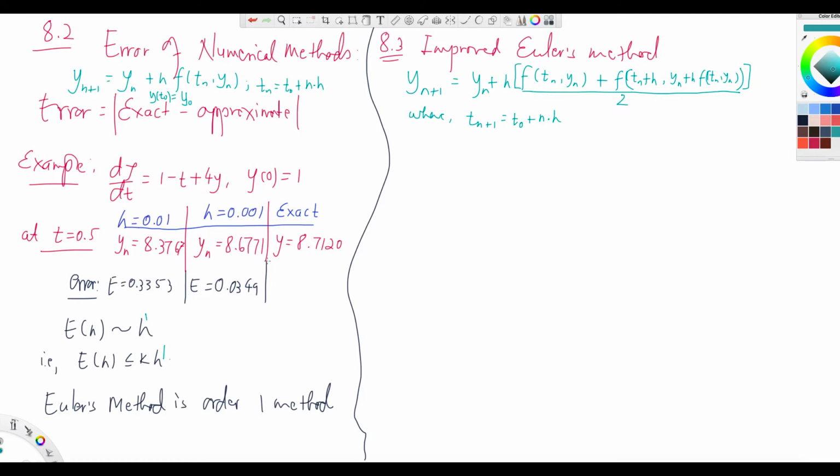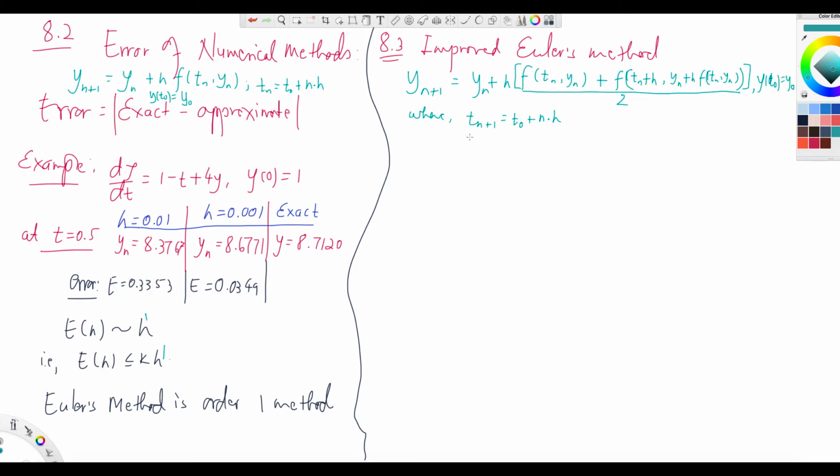So the next thing we will do is see some other method that has a better approximation, meaning that the error is smaller. Okay, so the next method is in section 8.3. We talk about the improved Euler method. This is the formula for the improved Euler method, similar to this one. By the way, y at t0 is y0, right?